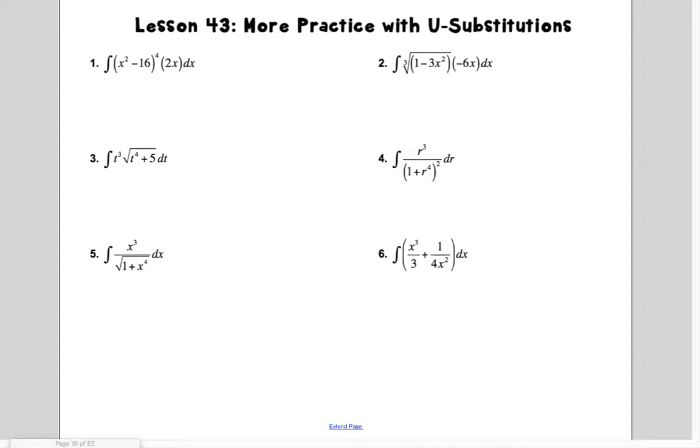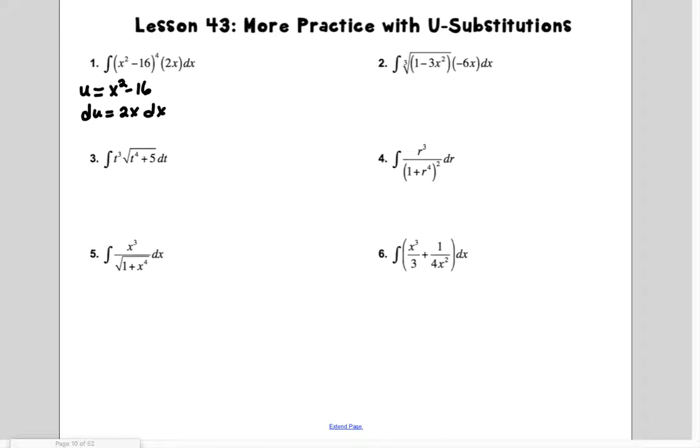Okay, so number 1, I don't have to do U-substitutions. Should I do U-substitutions on this one? Yeah, I probably would, because it's raised to the 4th, right? If it's raised to the 4th, you would have to FOIL that out 4 times in order to simplify. We don't want to do that. If it was squared, I would probably just multiply it out and then do the antiderivative. But since it's to the 4th, I would let my u be x squared minus 16, and then my du is going to be 2x dx.